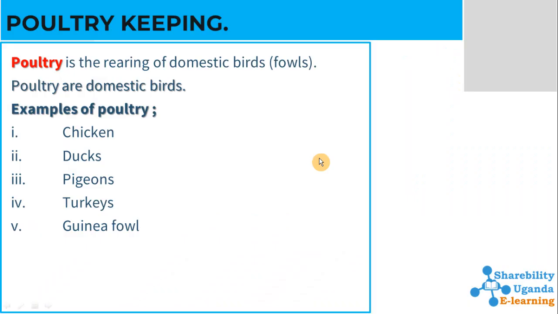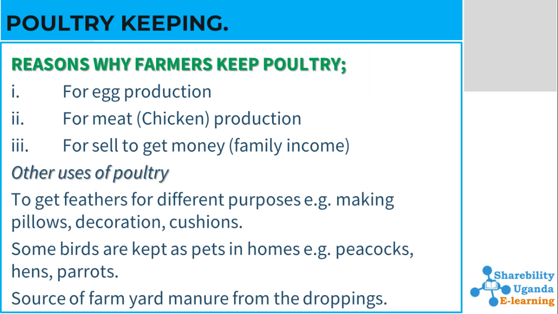Let us kickstart our video by defining what poultry is. Poultry is basically the domestic birds, the birds kept at home for money or for meat. Examples of poultry include chicken, ducks, pigeons, turkeys, guinea fowls, among others.